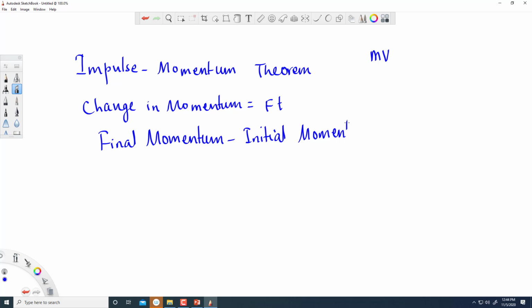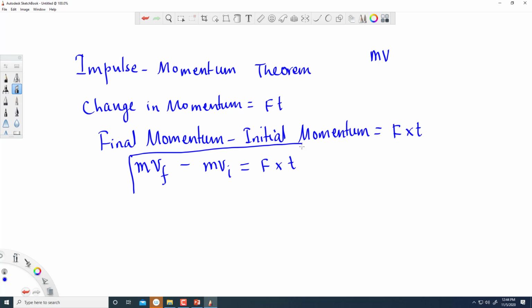So that is equal to force times time. Final momentum is given by mass times velocity, so mass times velocity final, and this one is initial momentum, which is mass times velocity initial, is equal to force times time. Okay. So this is the impulse momentum theorem, and then we will be using this theorem to do number 2.